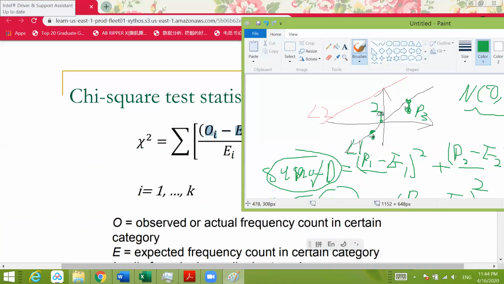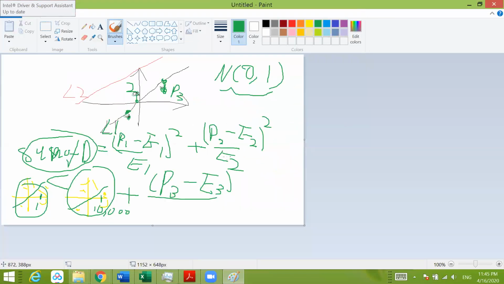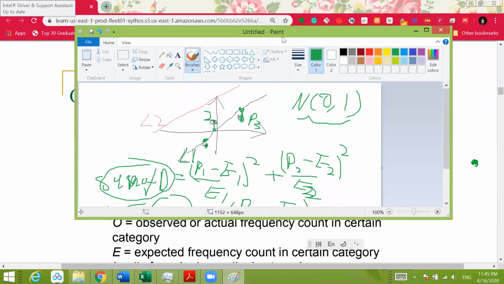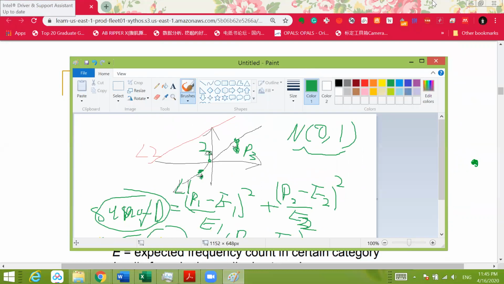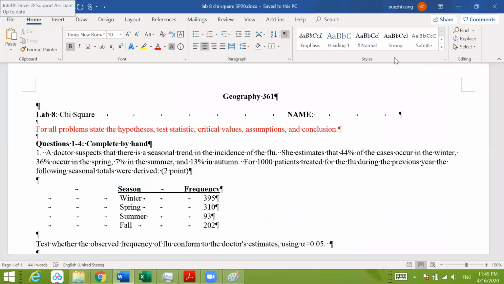Following this equation, we just use this square thing divided by the estimated value. This is the basic idea. This is the basic principle of the chi-square distribution. So now I guess you have understood what the chi-square distribution is.